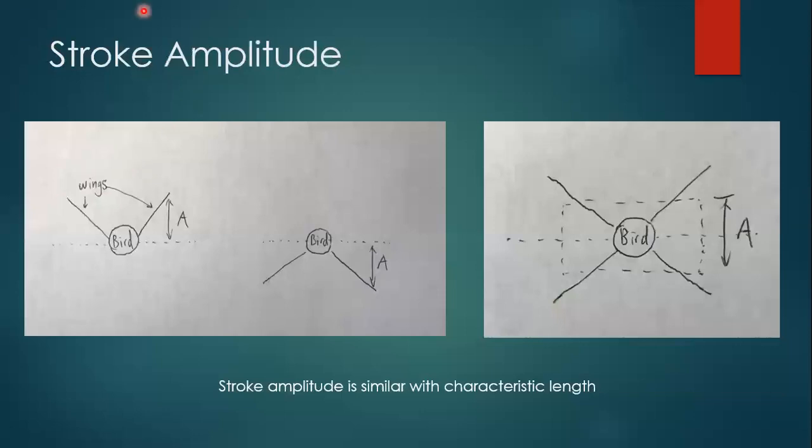And second is about stroke amplitude. When a bird is flying, half of the time its wings, which are the two lines here, will be above its body trunk, which is the circle here. And half the time its wings will be under its body trunk. So we can treat this bird as an obstacle with a characteristic length the same as its stroke amplitude.